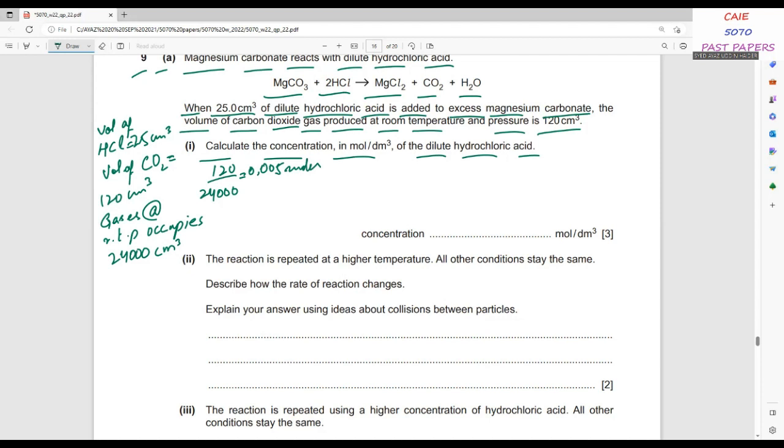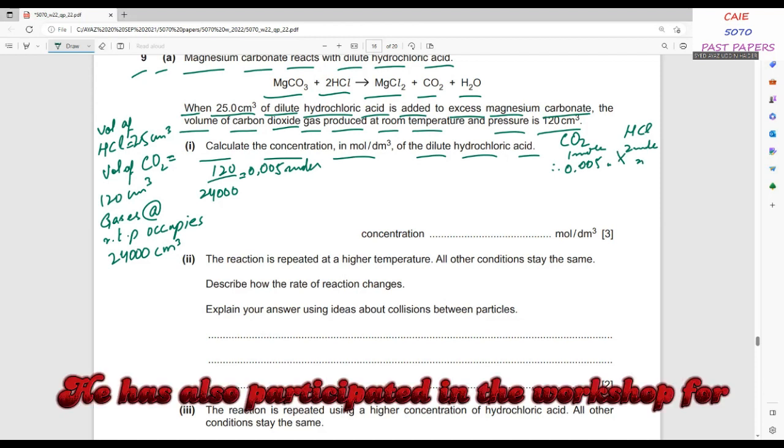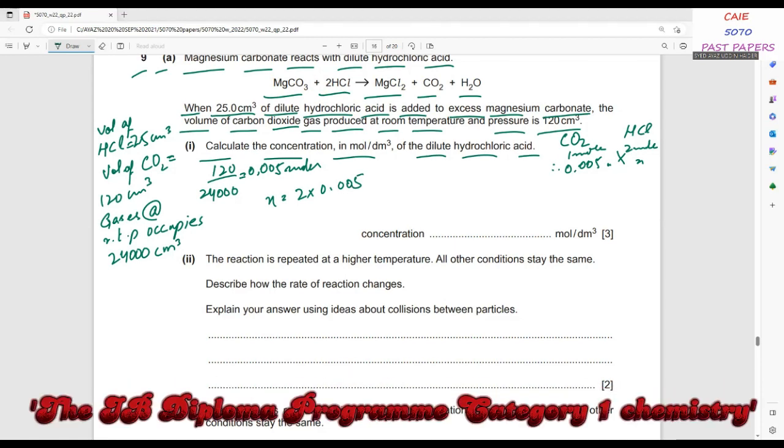The relationship between hydrochloric acid and carbon dioxide is this: 1 mole of CO2 is produced from 2 moles of HCl. Therefore 0.005 mole is produced by X moles of hydrochloric acid. So X is equal to 2 multiplied by 0.005. So we will get 0.01 moles of hydrochloric acid.